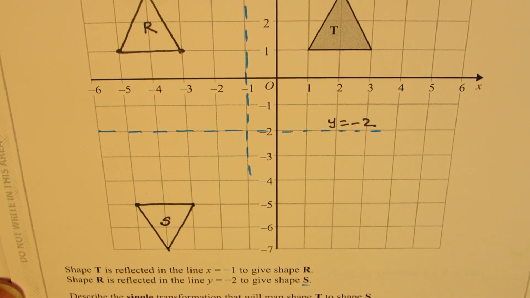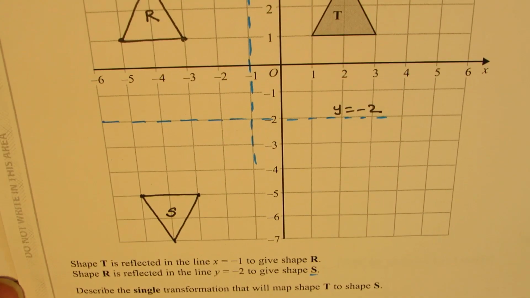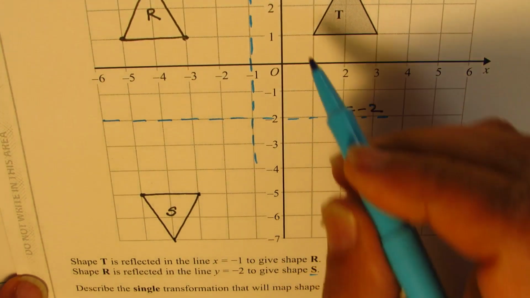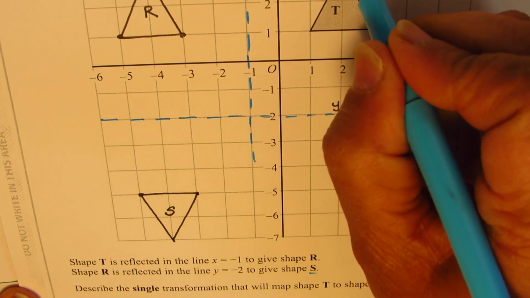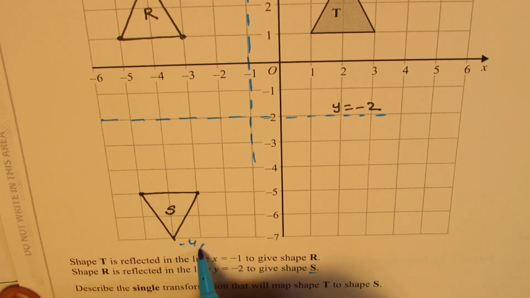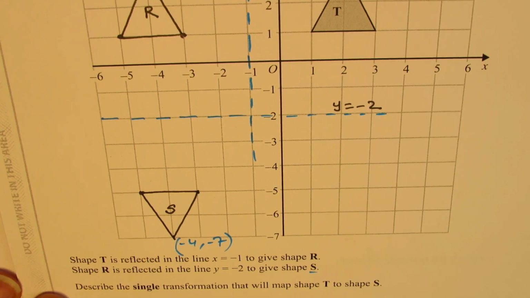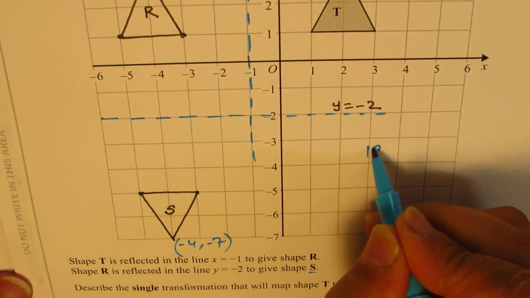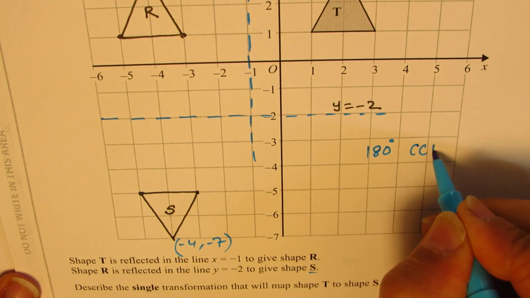Now how do you describe this with a single transformation? So the question here is to describe the single transformation that will map T to S. Well, that's the question, right? So what you could do here is, you have a coordinate point here, which is 2, 3. And here you have a coordinate point, which is -4 and -7. Correct? So how are they related? So definitely, we are seeing in this case, we do have a 180 degrees counterclockwise rotation.